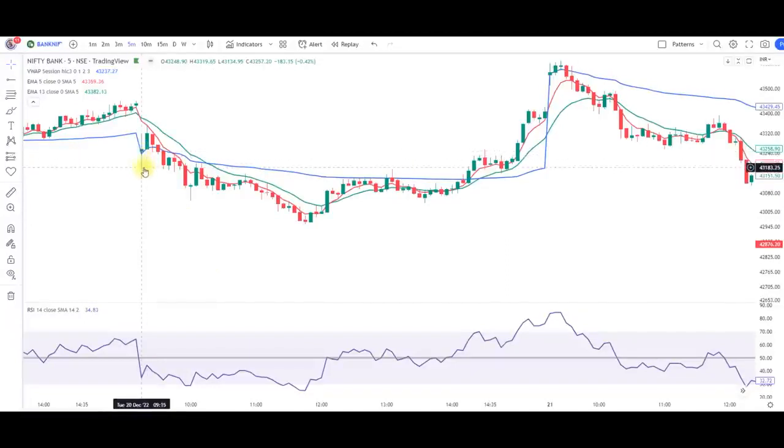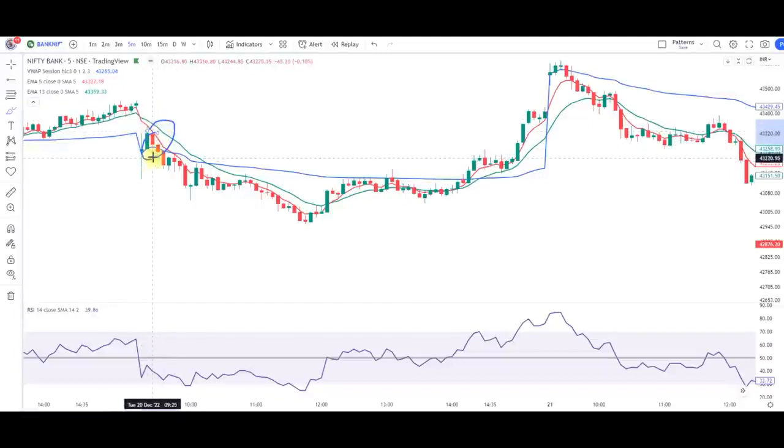This is the 9:15 candle which gave close above the VWAP. So here we got the crossover, and RSI is also below 50. So we are looking for a short trade. We want one red candle that closes below VWAP. So here we got the trade.